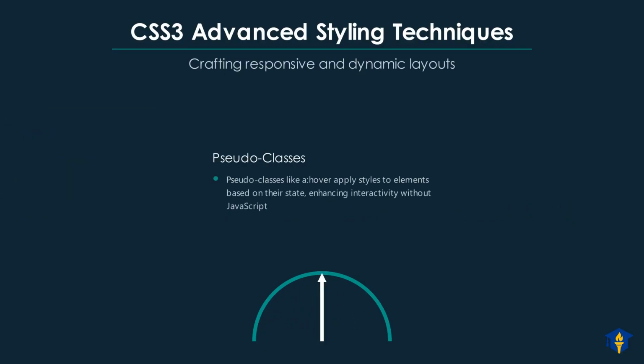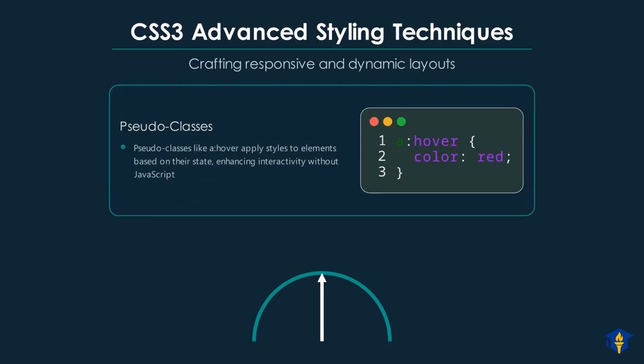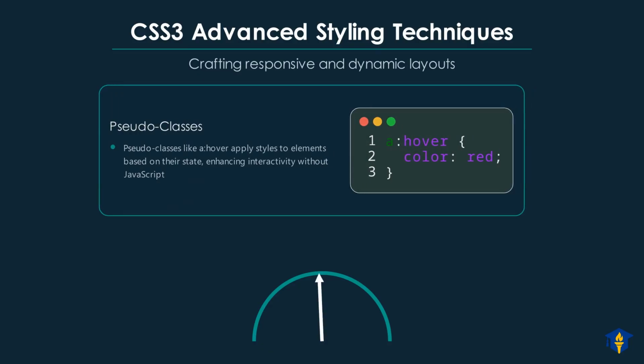CSS3 also introduces pseudo classes, allowing for more interactive styling. Pseudo classes like a hover apply styles based on an element state, enhancing interactivity without JavaScript. This example shows how to change the color of a link to red when a user hovers over it.